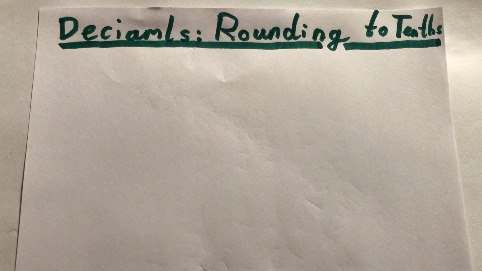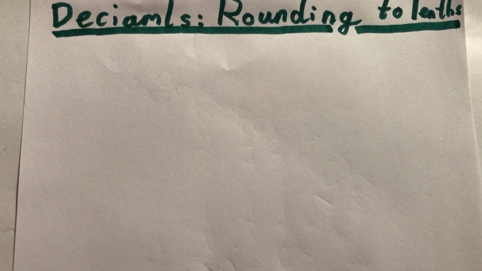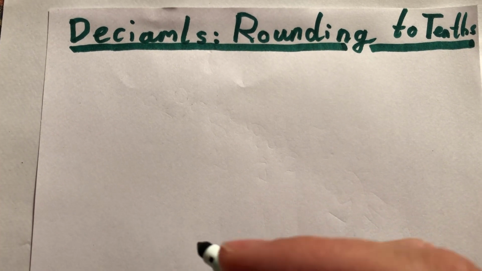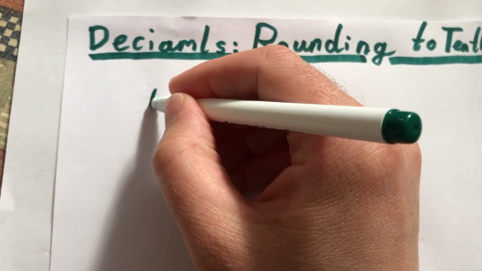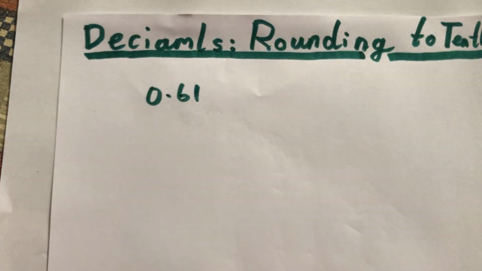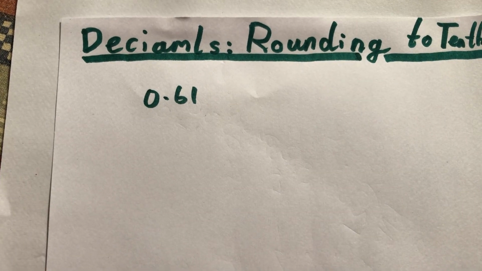We're doing a rounding question with decimals and we're rounding to tenths. My guest presenter is going to help me with 5 questions. What's the first one? 0.61 rounded to the nearest tenth. And what do I do there?